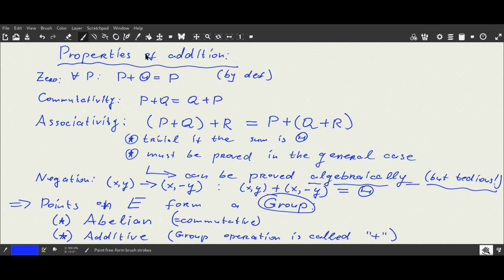So you can see the screen, right? We stopped at the point that it is an abelian. Yes, abelian and additive group. We cannot see it. Ah, you cannot see it.